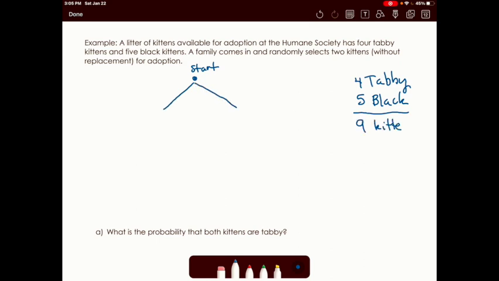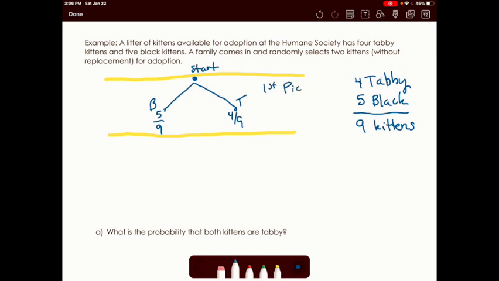Okay, so on the first try, there's a total of 9 kittens in this litter. There are 4 tabby and 5 black. I'm going to label the tabby T and the black B. So the first time we pick, we have a chance of picking 5 out of 9 for the black kitties. And then for the tabby, we have a chance of picking 4 out of 9. So I'm going to make it using the probabilities. So here are our probabilities for the first kitten.